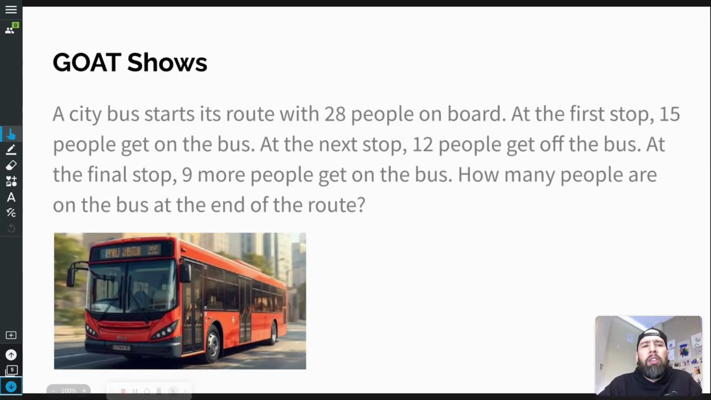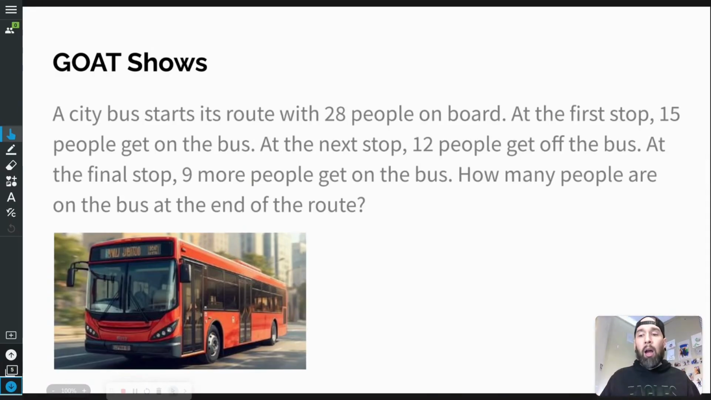A city bus starts its route with 28 people on board. At the first stop, 15 people get on the bus. At the next stop, 12 people get off the bus. At the final stop, 9 more people get on the bus. How many people are on the bus at the end of the route?